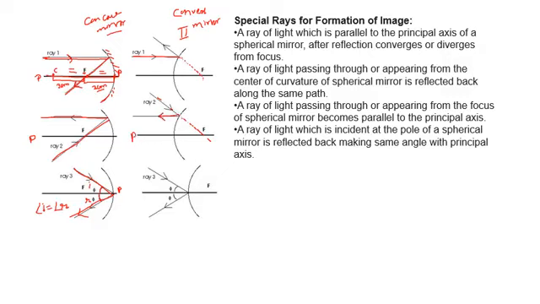Here also a ray of light when inclined towards the pole, okay, it will reflect back, making the same angle with the normal. I can draw a normal. This principal axis works like a normal in this case, right? Again, we have to tell you the same thing. Try to avoid making use of this rule, because I don't want you to make mistakes while drawing the angle of incidence and angle of reflection.